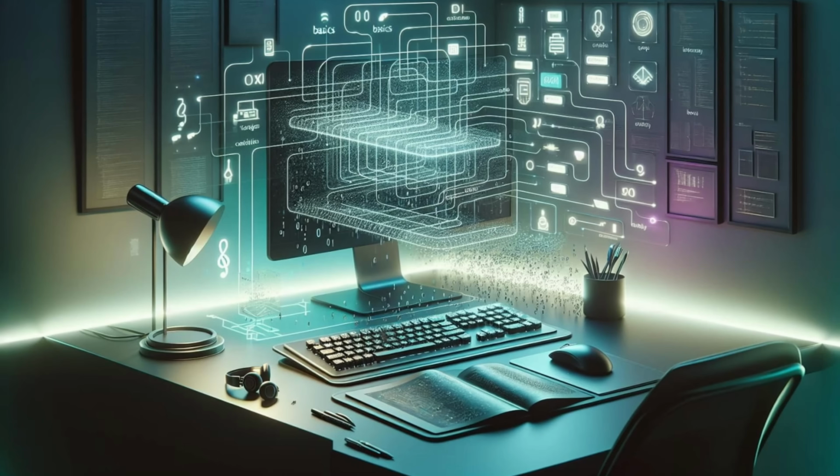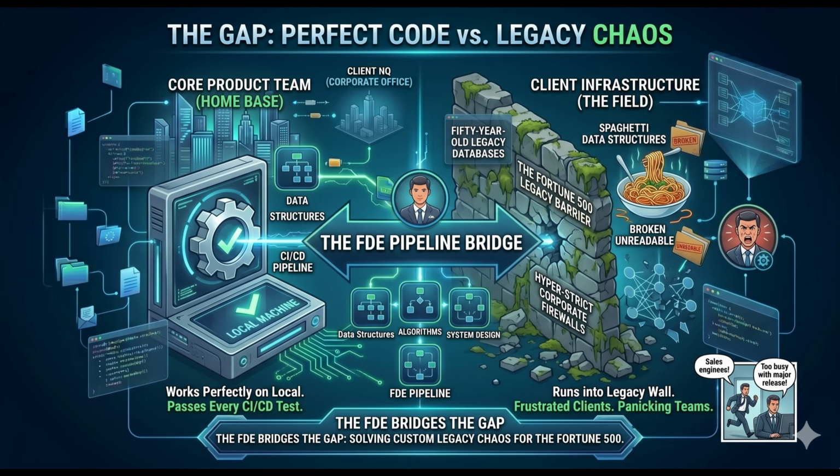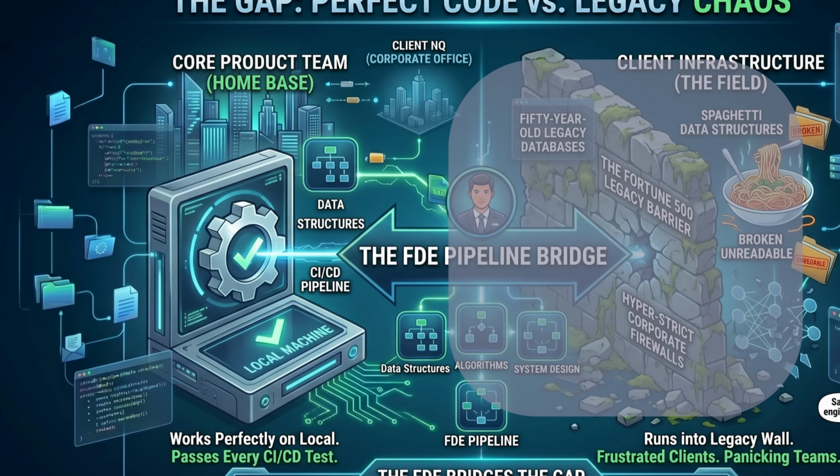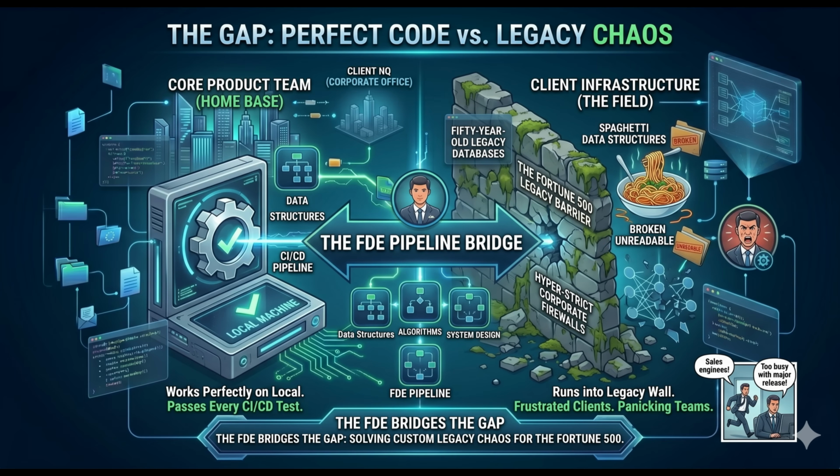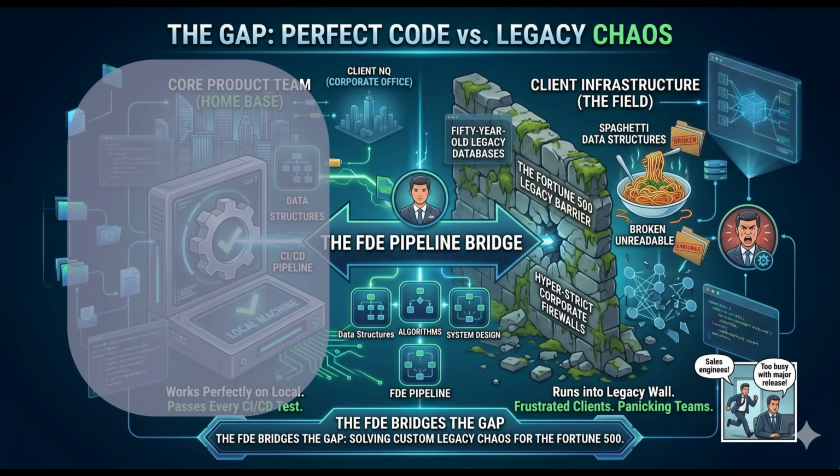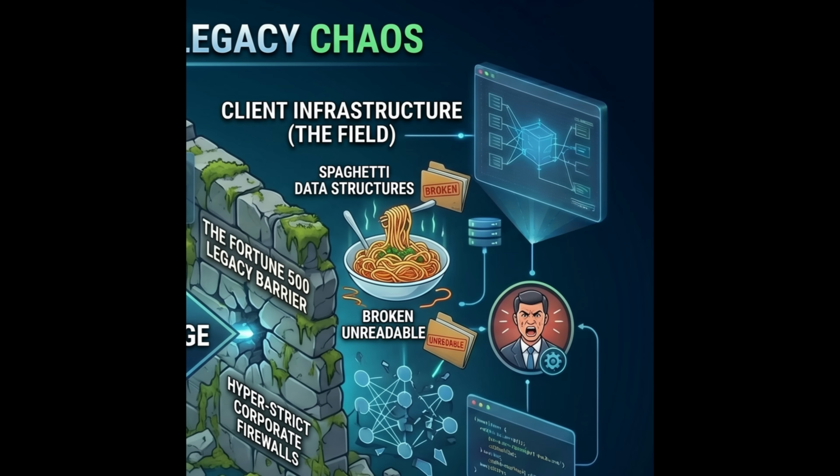Imagine you build the most powerful, cutting-edge software on the planet. Maybe it's a massive data analytics platform or a custom enterprise AI agent ecosystem. It works perfectly on your local machine. It passes every single CI/CD test pipeline. Then, you sell it to a Fortune 500 company. Suddenly, your perfect code runs into a wall of 50-year-old legacy databases, hyper-strict corporate firewalls, and data structures that look like a ball of spaghetti.